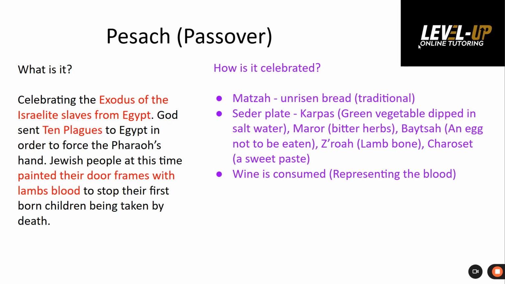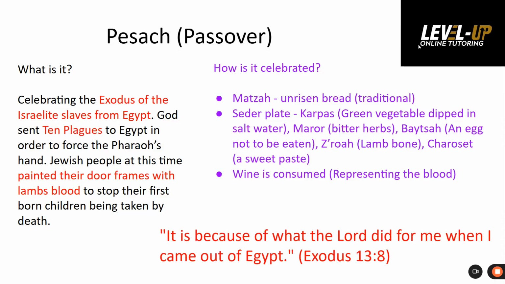Now, during this time, wine is consumed. Now, this wine, in a similar way that we see in Christianity, where they use the wine to represent Jesus's blood, in Judaism, wine is used to represent the blood that was painted on their door frames. Now, this was the thing that obviously got them their freedom. So they wanted to make sure that they remember that, because it was through that blood that it saved their ancestors, it saved their lives and allowed them to be free from the slavery that they were in.